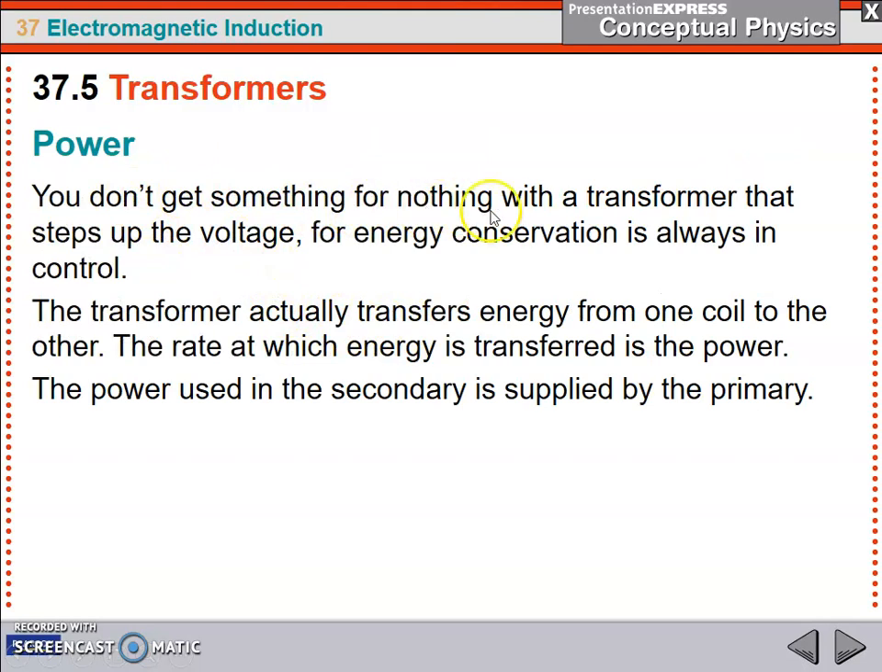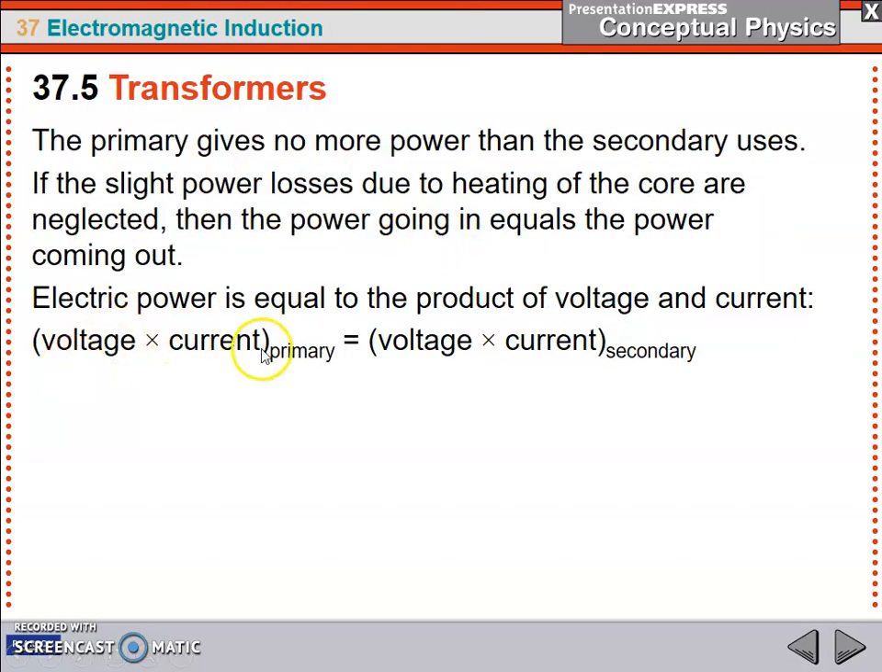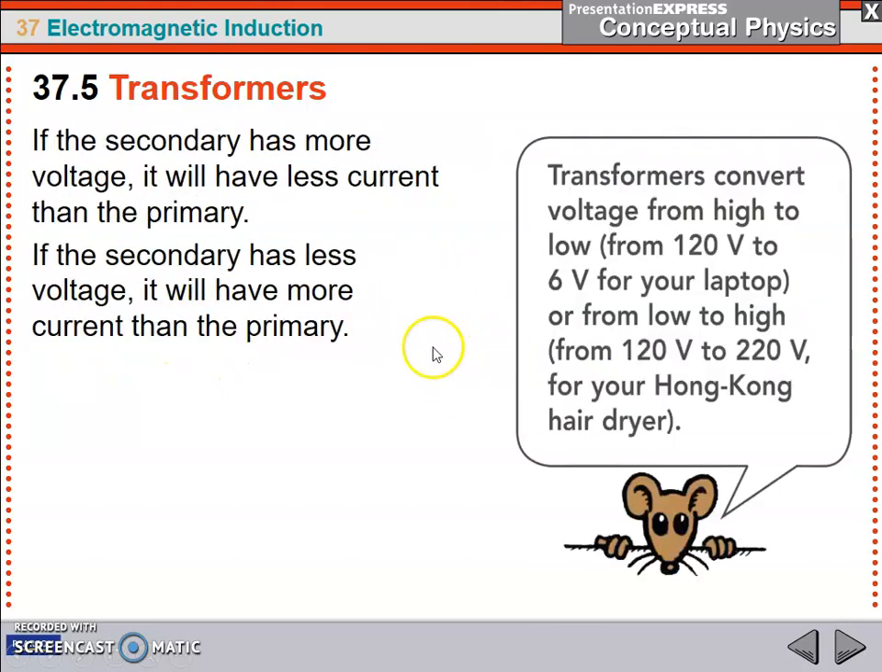All right, power. You don't get something for nothing. Power in equals power out. If the secondary has more voltage, it will have less current than the primary. If it has less voltage, it will have more current.